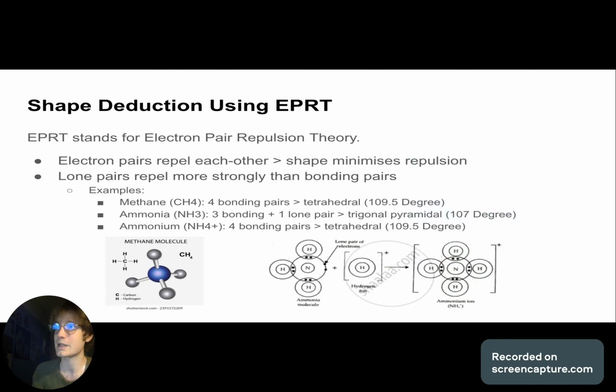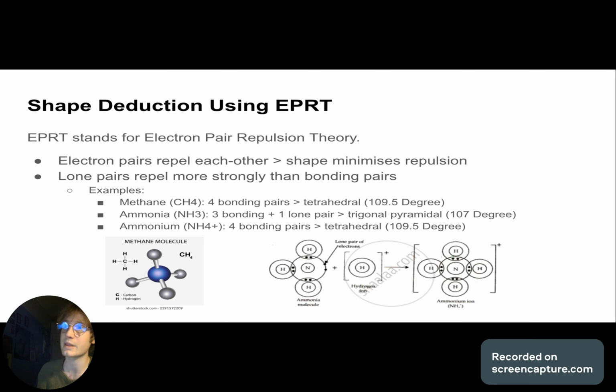Next thing we're looking at is shape. Shape isn't just what atoms are connected, but how they are arranged. Electron pair repulsion theory is our guide here, EPRT, which tells us electron pairs, whether they're in bonds or as lone pairs, repel each other. Lone pairs, which are electrons that aren't shared in a bond, take up more space and repel more strongly than bonding pairs. This affects the final shape.